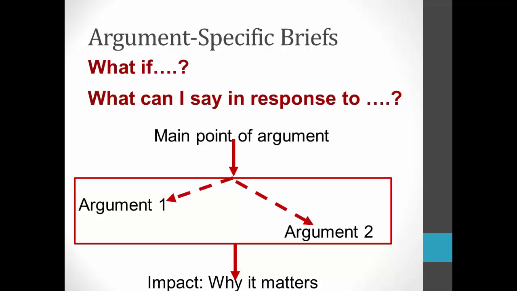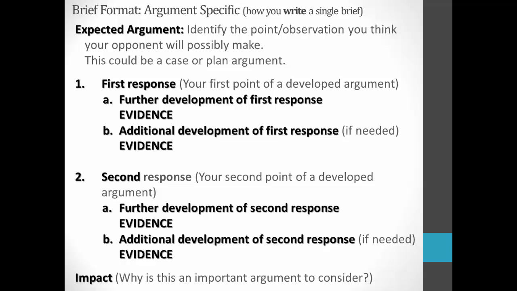Now the dashed arrows show that when using the brief in a speech, you may or may not read all of the arguments, depending upon time and circumstance, but that you have prepared them so that you can use them if needed. Here's a way to prepare an argument-specific brief. Put the expected argument at the top, which will make it easier for you to find if you need it.